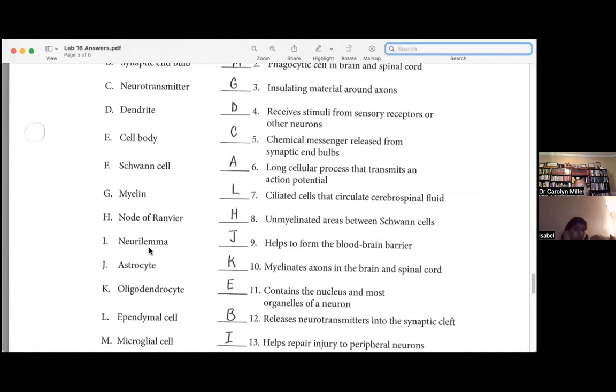Remember, we said that you've got all the neurons you're going to have for life. They're amitotic. The only exception is that if a peripheral neuron gets damaged, as long as the cell body is intact, we can have Wallerian degeneration where the membrane, the neurolemma, repairs itself.